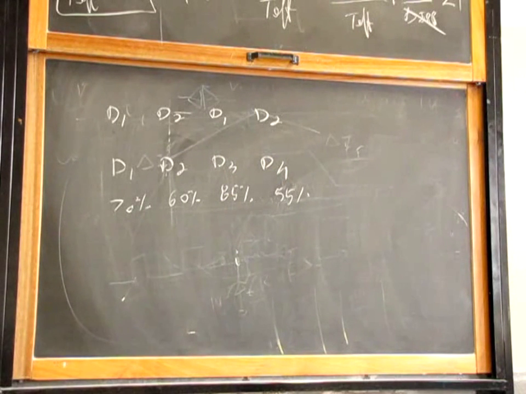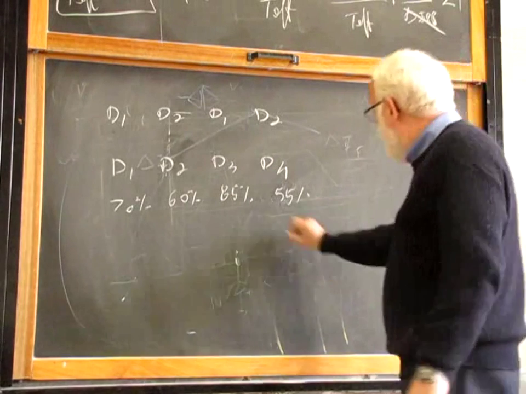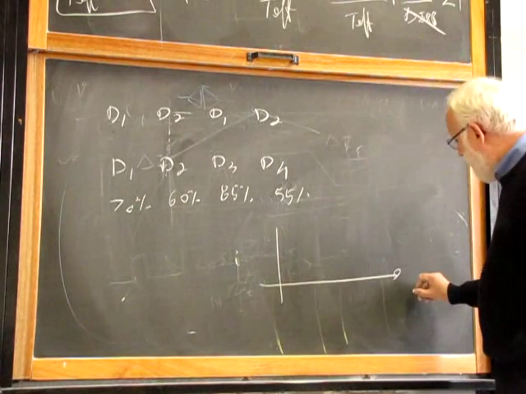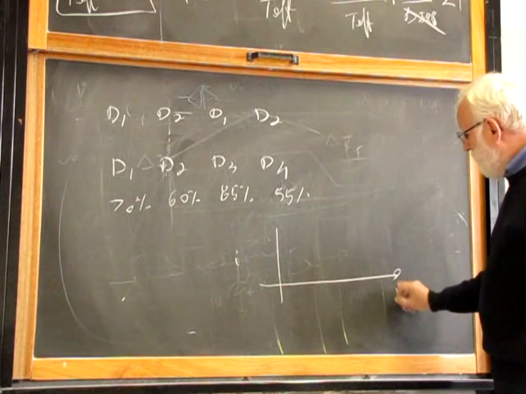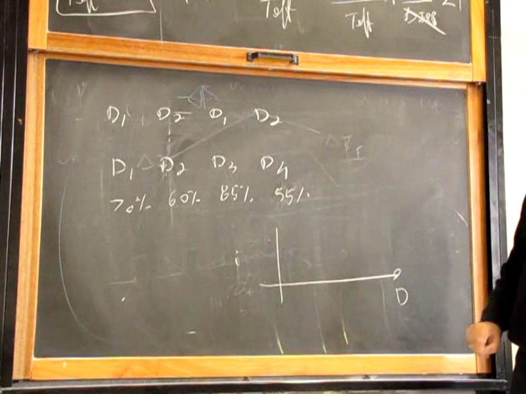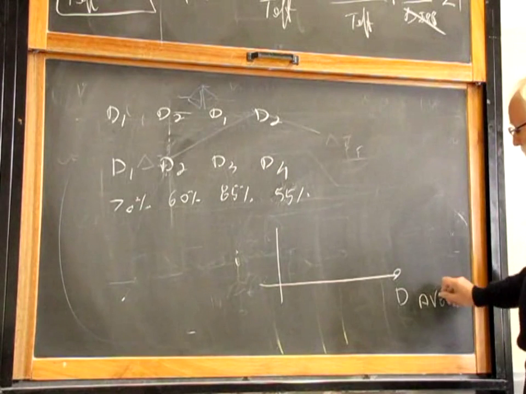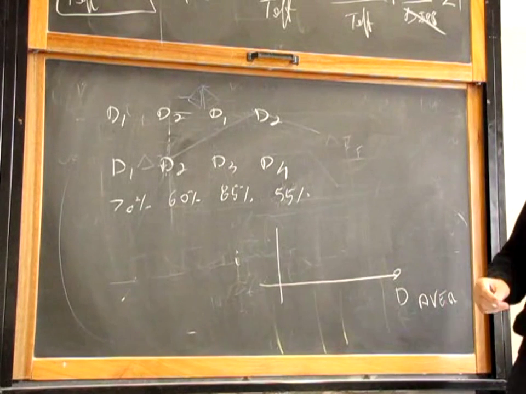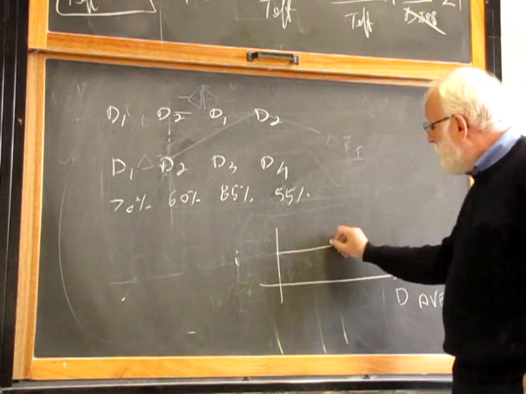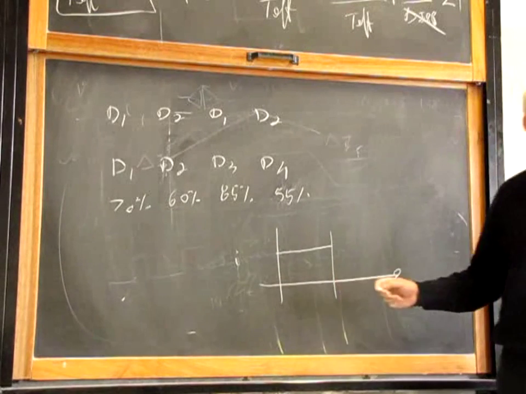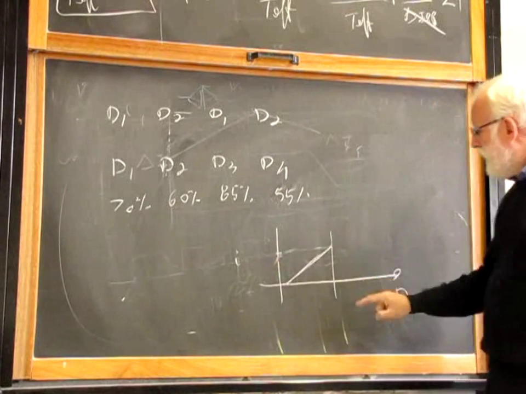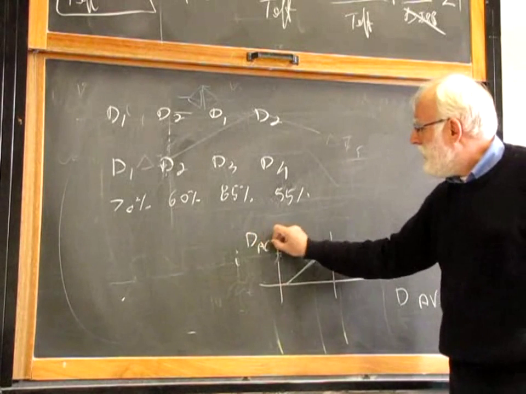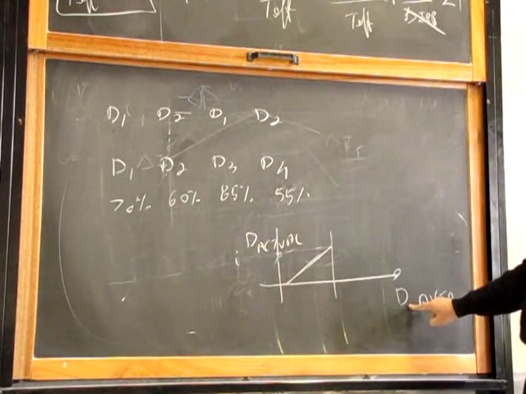Did you ever see something like this? If you put here, let's say, the average duty cycle, it tells me how unstable I am. You have up to 0.5 no instability. Actually, you have something like this because this is the actual and this is the average.